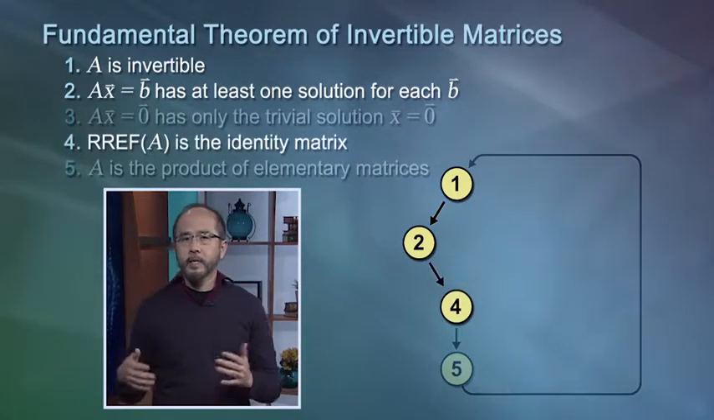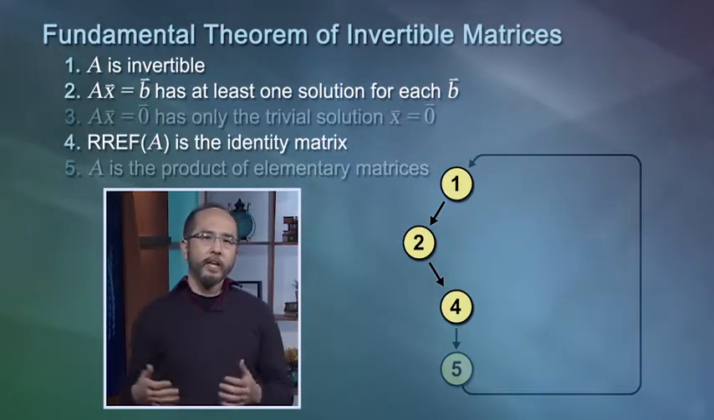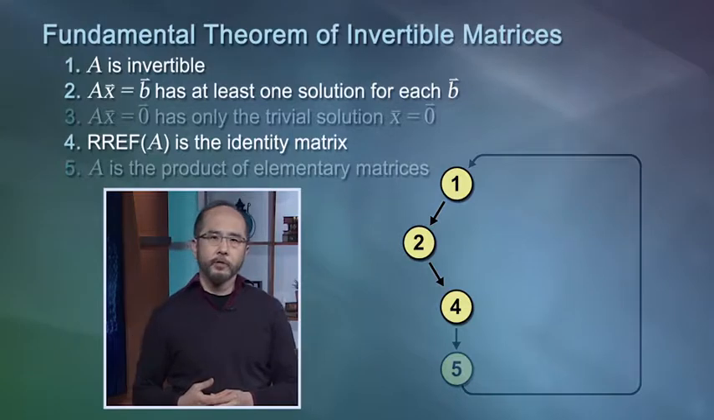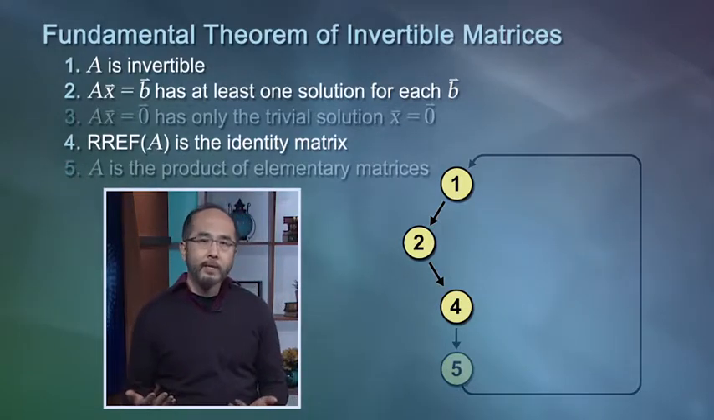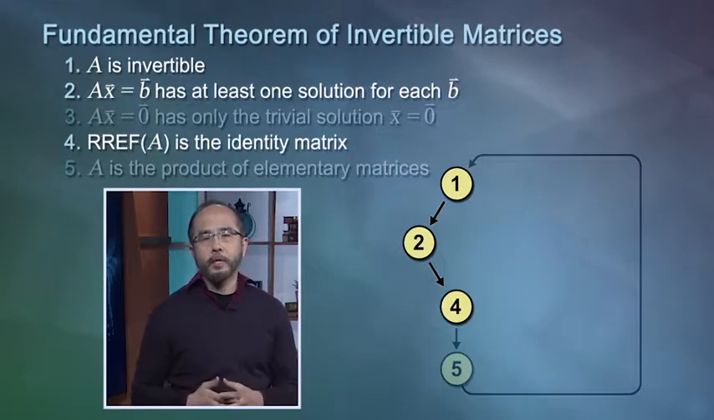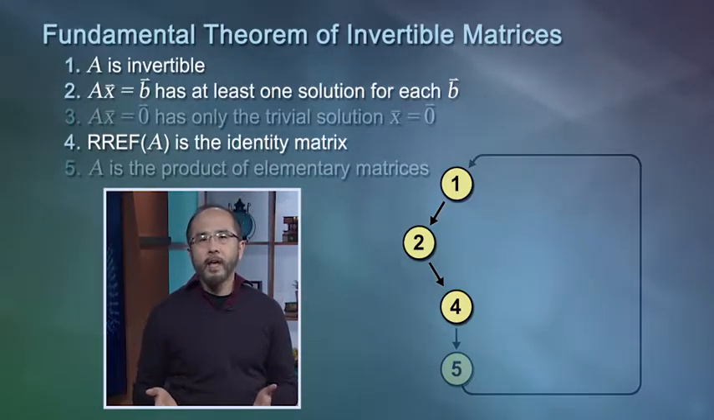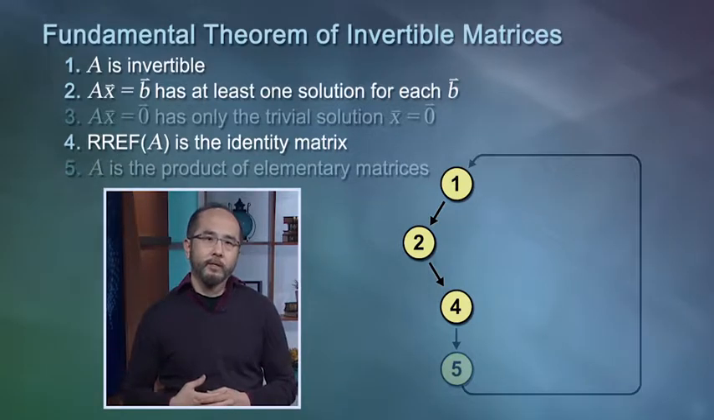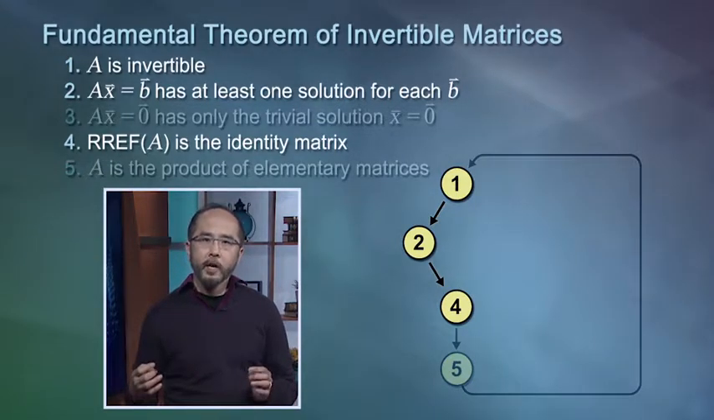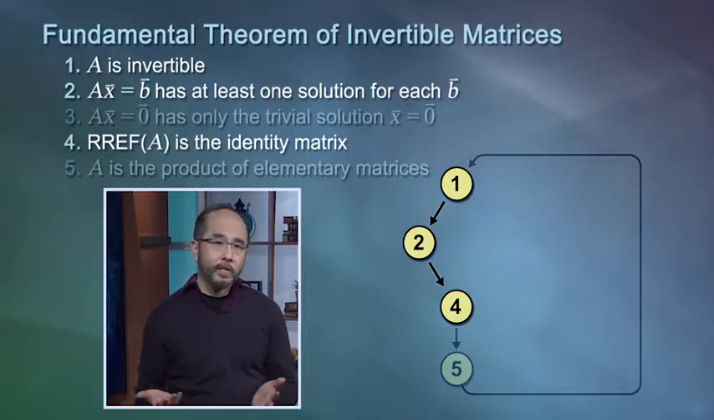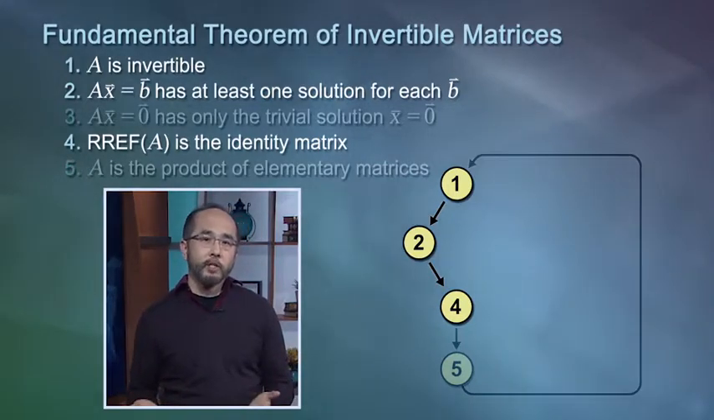And statement 2 implies statement 4, because recall that if Ax equals b always has at least one solution, then Ax equals b never has any inconsistency, no matter what b is. So the reduced row echelon form of A cannot have a row of zeros in it. And since A is square, each column of the reduced row echelon form of A must have a leading 1 in it. So the reduced row echelon form of A must be the identity matrix. Before going further, let me point out that the square nature of the matrix A is important here. The theorem, and in particular this implication, isn't going to be true if A isn't square.